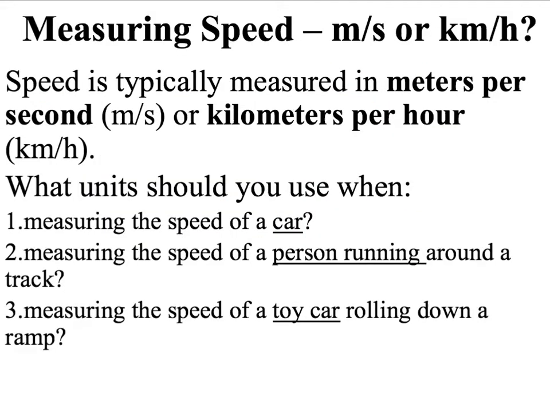So in this class, we're going to use both kilometers per hour and meters per second, but mostly meters per second for the experiments that we do. When you're measuring the speed of a car, we talk about miles per hour, but in the metric system, that's one case where you'd want to use kilometers per hour. When you're talking about a person running, typically you're going to talk about meters per second. And the type of experiments we're going to be doing in this class, for example, using some carts or toy cars and ramps, we're going to be measuring in meters per second as well.